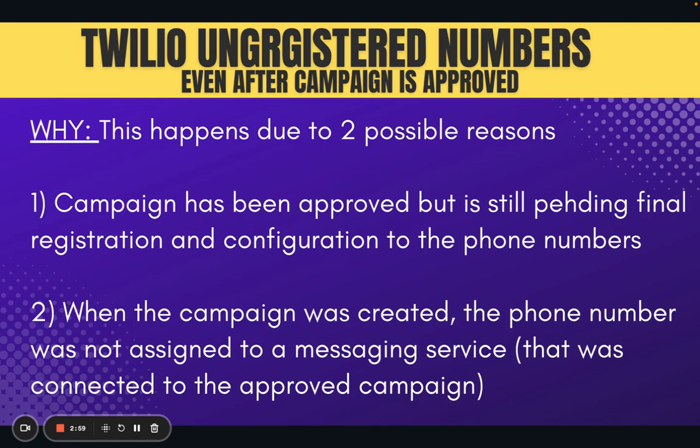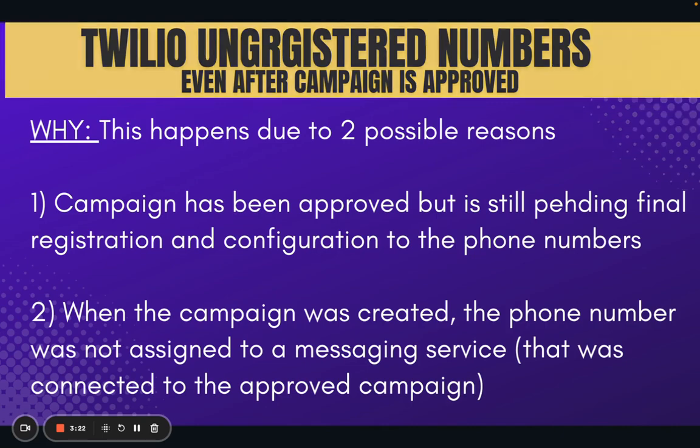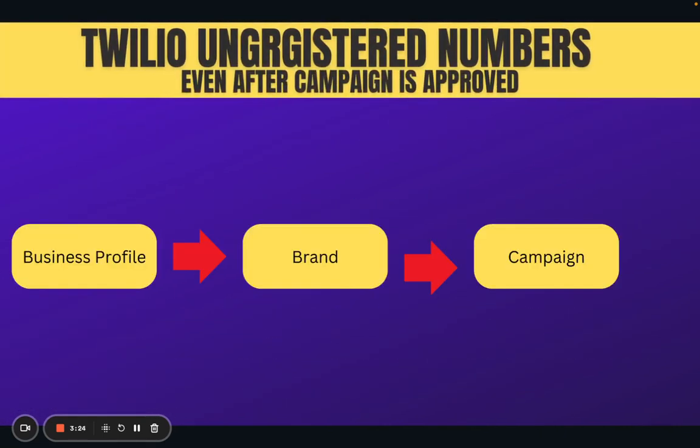What that means is sometimes if your campaign gets rejected or deleted, right, and you have to resubmit a campaign, your phone numbers could be mapped to the wrong campaign, right? It can be pointing to or configured to the incorrect campaign and messaging service. Okay, so I'm going to give you a diagram to show you the flow. So hopefully this makes a little sense, right?